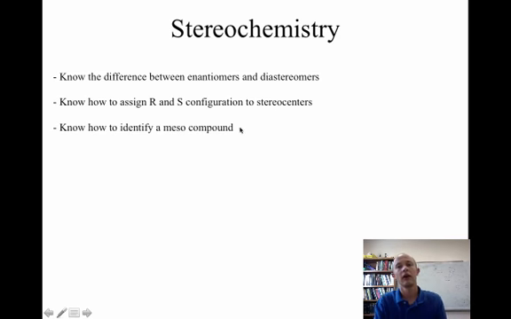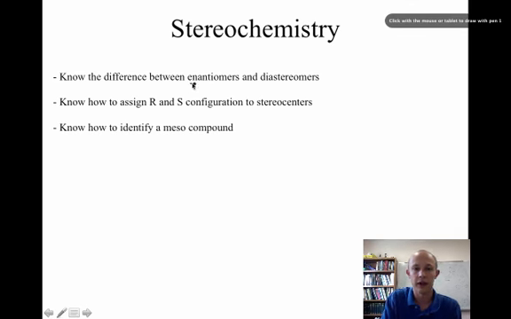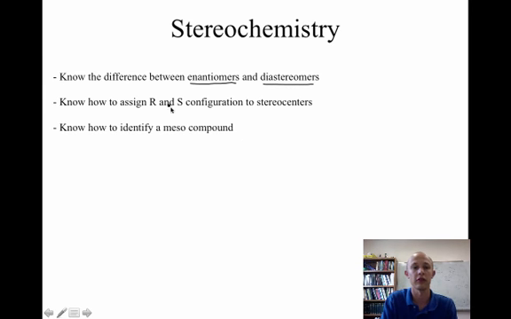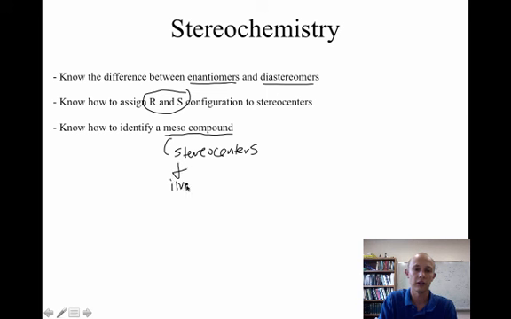Okay, to recap, what I'd like you to be able to do is identify the difference between enantiomers, which are mirror images of one another, and diastereomers, which are not mirror images. We're going to use R and S configuration to assign stereocenters, and then you want to be able to identify a meso compound by remembering that meso compounds contain both stereocenters, so you have to have more than one stereocenter, and an internal mirror plane.